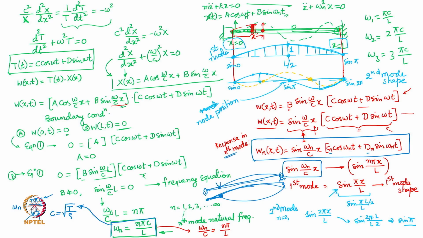Again, you notice here that what we have obtained is the nth mode vibration response, but it is not a complete vibration response. So it is quite obvious that the total response of the vibratory system is going to be the summation of all the modes. All the modes will contribute to the total response of the stretched string. So W(x,t) is going to be the summation of all the modes.